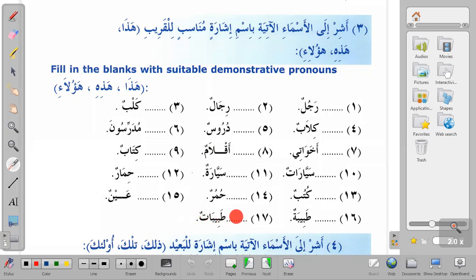So you have to use haulai. You don't use hazihi because tabibatun are akil. Okay. Now they are akil. Okay. These are human beings. So haulai tabibatun. Okay.